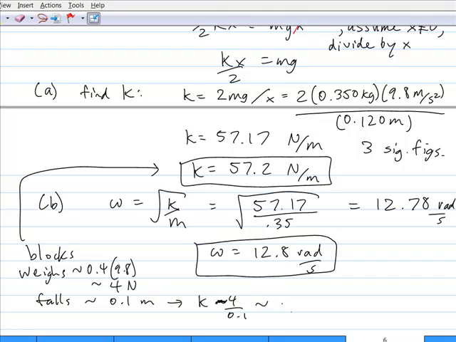It's going to be approximately 40 newtons per meter, which is a little less, but it's the same order of magnitude as 57, so I think this is okay. I'm just doing a little bit of a sanity check to make sure my spring constant's right. So this is a little SS, which sometimes I'm too lazy to do, but there you go.